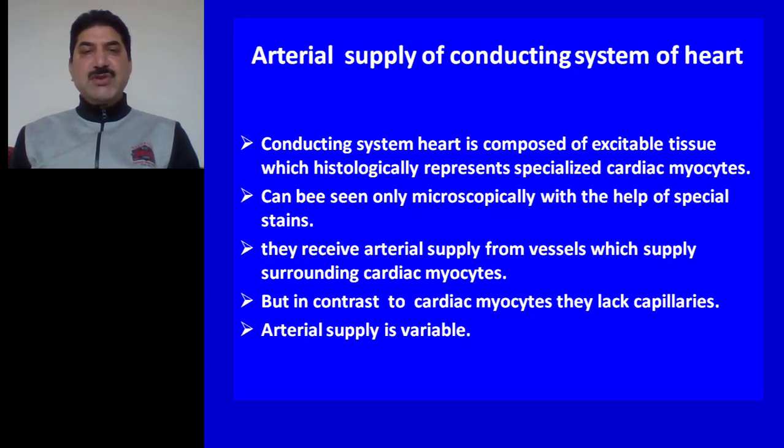The system receives arterial supply from vessels which supply surrounding cardiac myocytes. But in contrast to cardiac myocytes, conducting system of the heart lacks capillaries. Arterial supply of the conducting system of heart is variable.